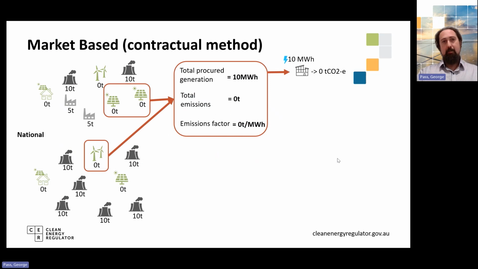Now looking at the market-based or contractual method. Under this method, consumers are able to actively procure electricity through a contractual instrument and assign the associated emissions intensity of a specific generator to their electricity consumption, regardless of where their physical electricity is actually coming from. So you can see here that this company has chosen to procure 10 megawatt hours of electricity from renewable generators that emit 0 tons of CO2. So they get to say that their electricity is 0 emissions.